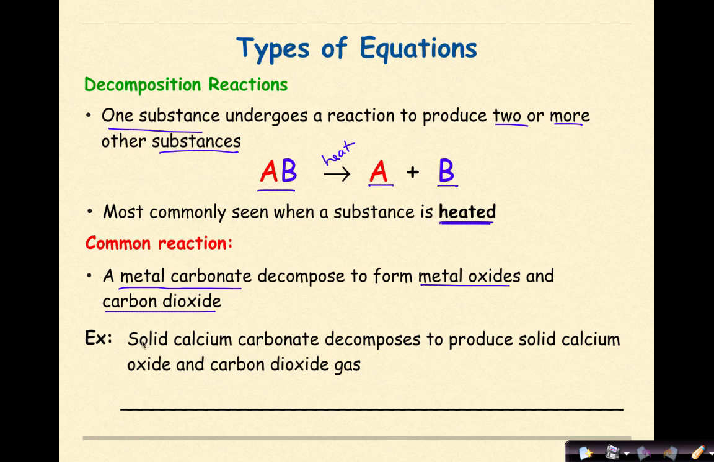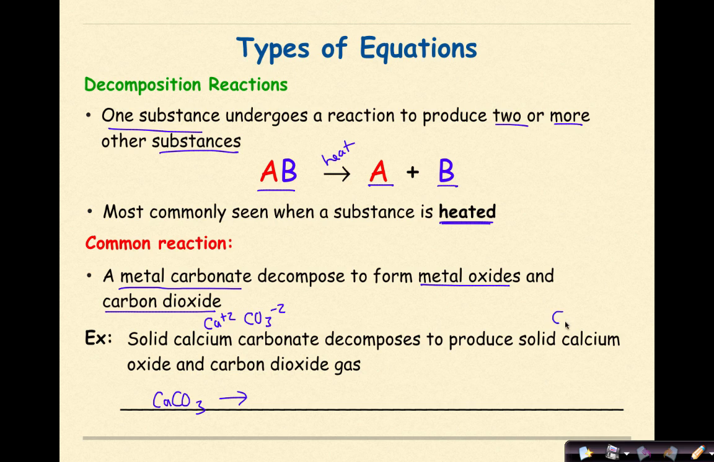So let's start at the beginning. Solid calcium carbonate. All right, calcium is going to be Ca plus 2. Carbonate we know is CO3 minus 2. The plus 2 and the minus 2 cancel out. That is CaCO3. That's going to decompose, so that's an arrow, to produce solid calcium oxide.